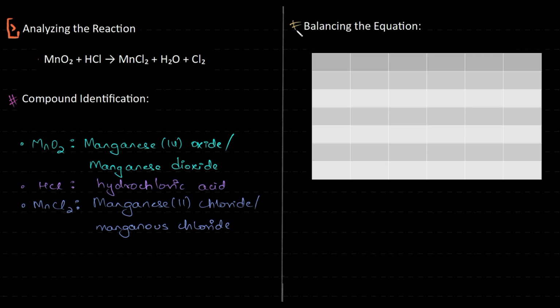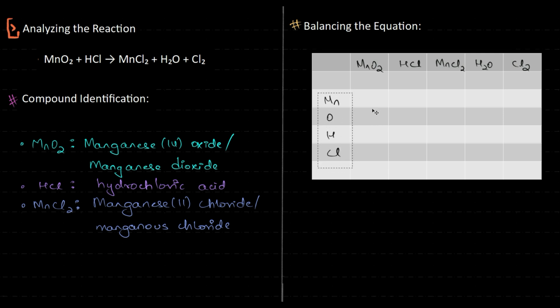So is it balanced? Let's have a look. We have MnO2, the reactants, HCl. So we end up with MnCl2, H2O and Cl2. Now we have manganese, oxygen, hydrogen, chlorine. I think that's it. So let's map it.